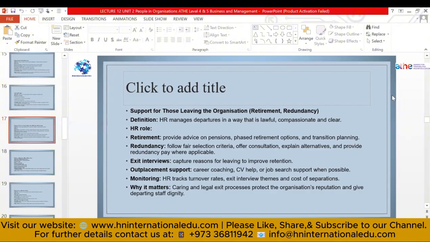Then comes the next point, that is support for those leaving the organization. That is retirement and redundancy. What is retirement? You are off from work now, we're done with everyone's behavior, it's time to pack up. HR manages departures in a way that is lawful, compassionate, and clear.